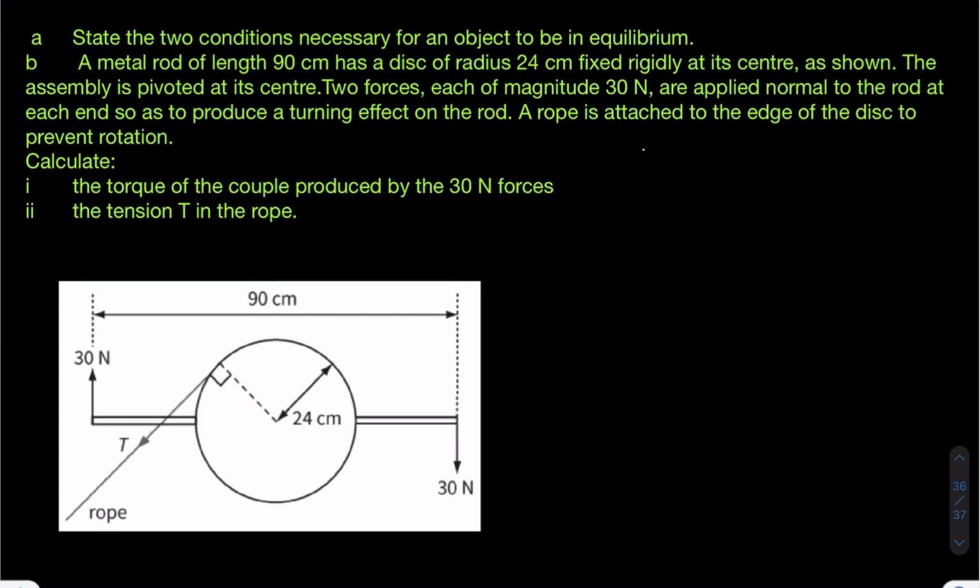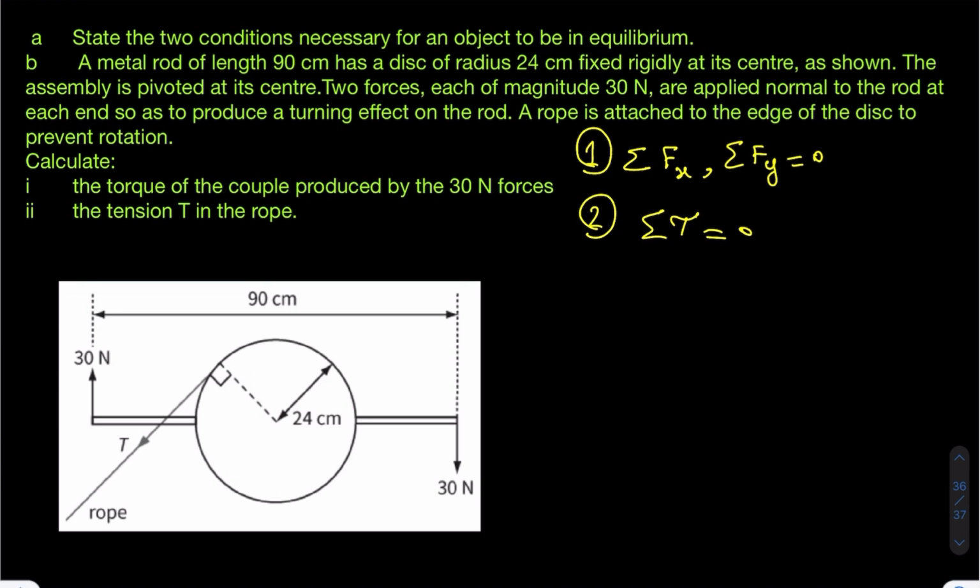The first condition is the sum of all forces towards x-axis and the sum of all forces towards y-axis must be equal to 0, both. Right? This is the first condition. And the second condition is that the sigma torque, all torques around the pivot, must also be equal to 0. Under these two conditions, we say an object is in equilibrium when these two conditions are satisfied. Okay?